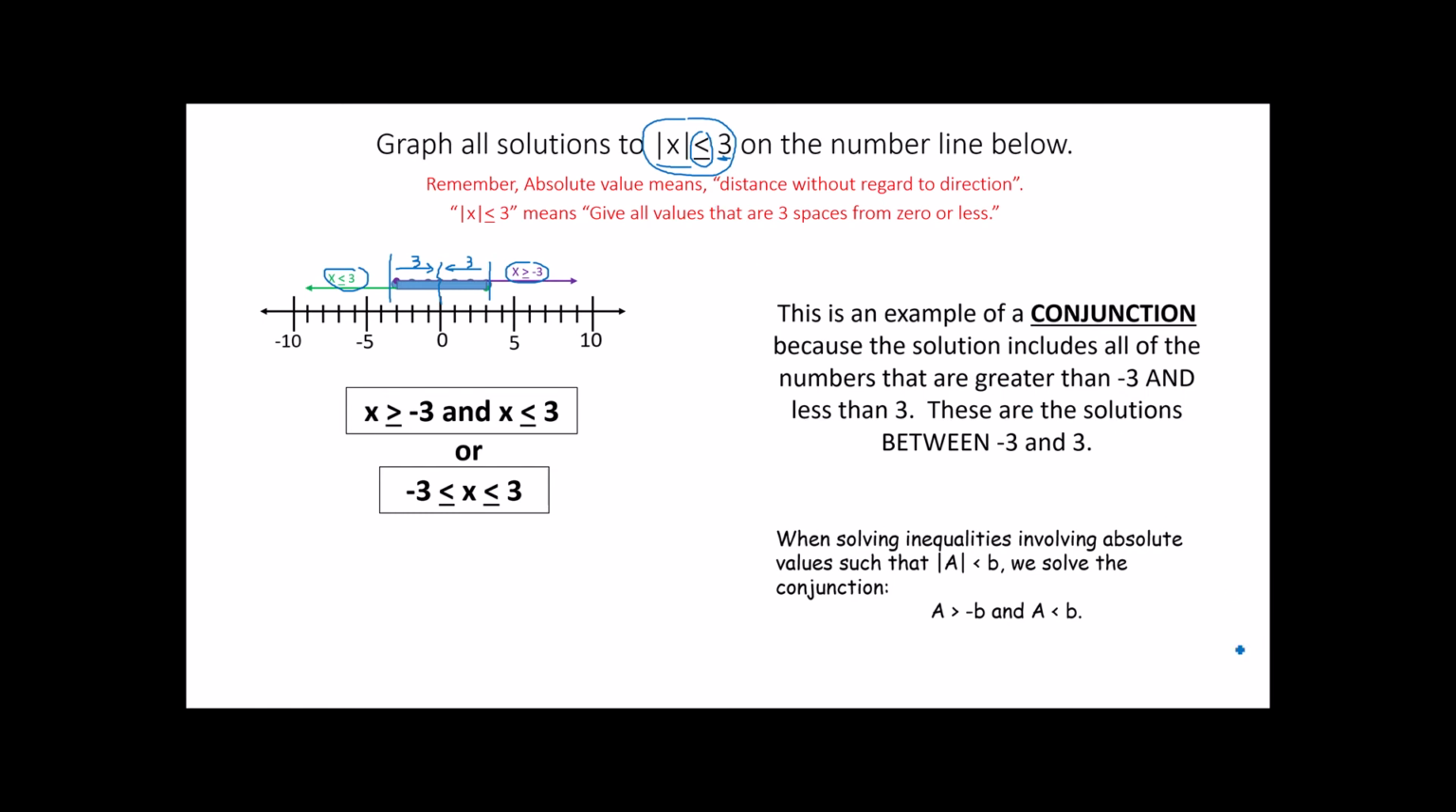That gives us our rule. When solving inequalities involving absolute values, such as the absolute value of A is less than B, we're going to solve two inequalities, and we're going to connect them with the word "and" to make them a conjunction.